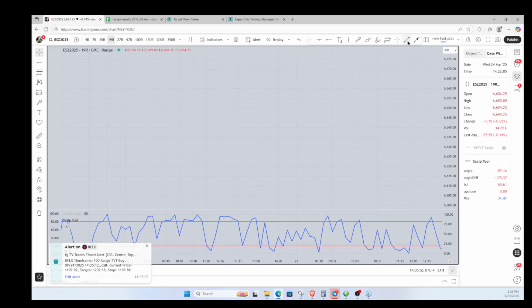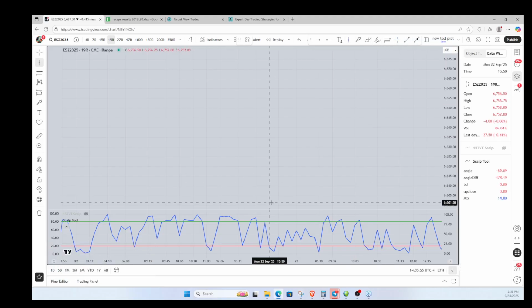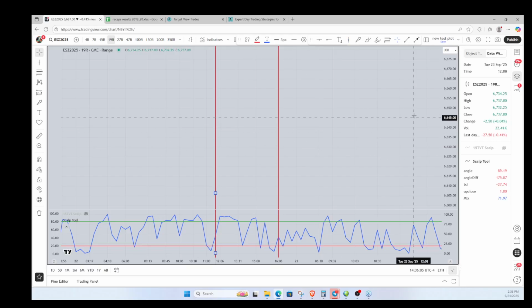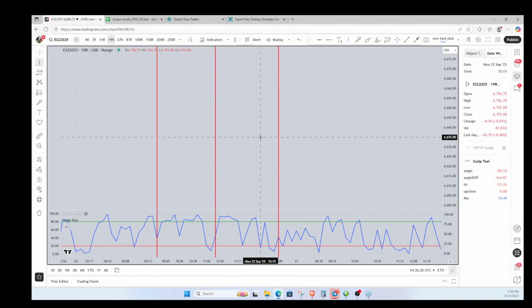So in this case right here, you would buy that bar. And with this one, you would buy that bar. And with this one right here, you would sell that bar. And with this one right here, you would sell the open of that bar. So you would sell the open of that bar, sell the open of that bar, buy the open of that bar, and buy the open of that bar.